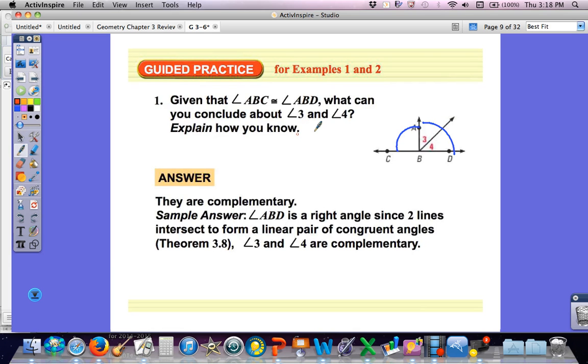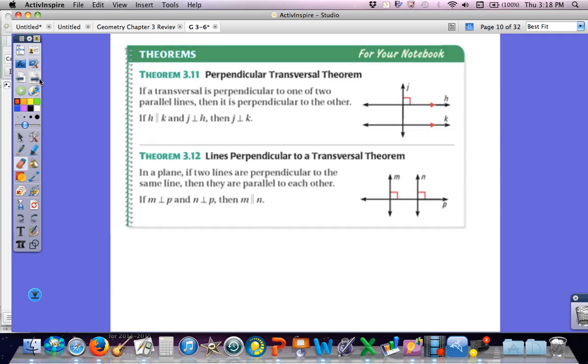Guided practice, what can you conclude? What can you conclude about angles 3 and 4? You can conclude that they're going to add up to 90 degrees, so you're concluding that they are complementary because they are the interior angles of a 90-degree angle.